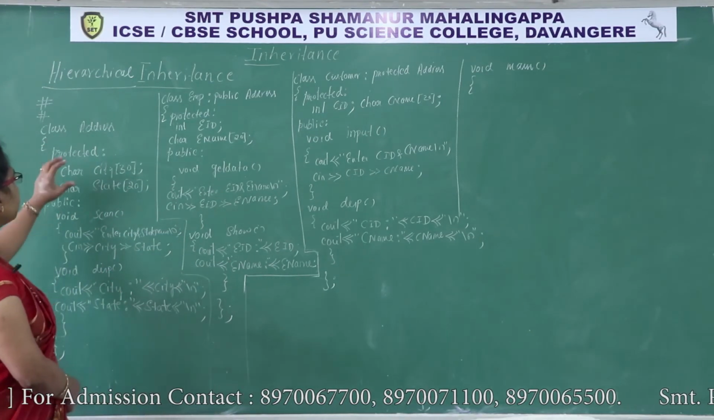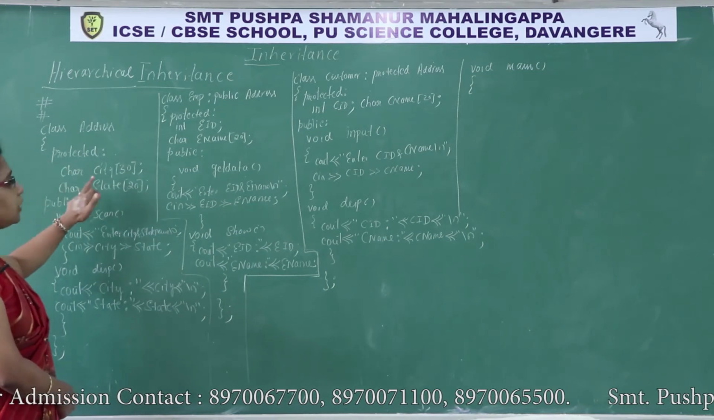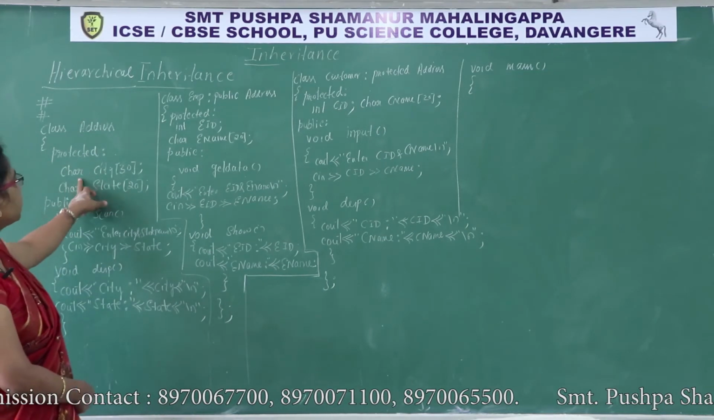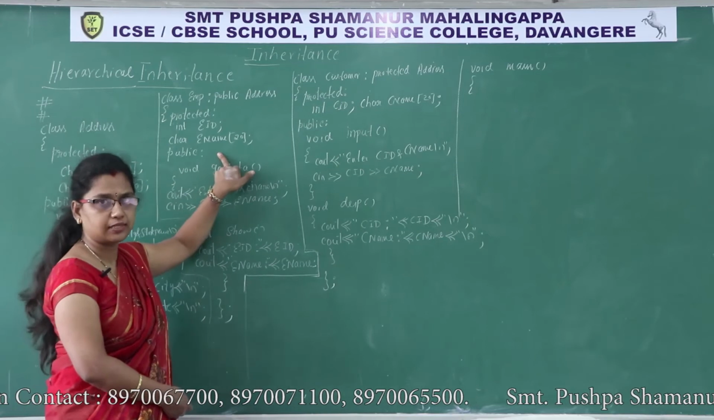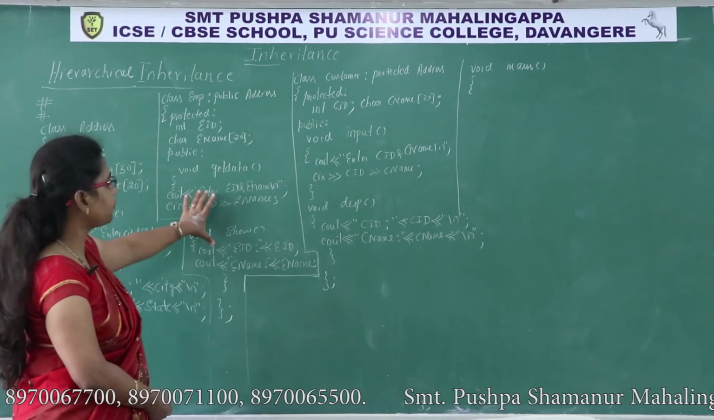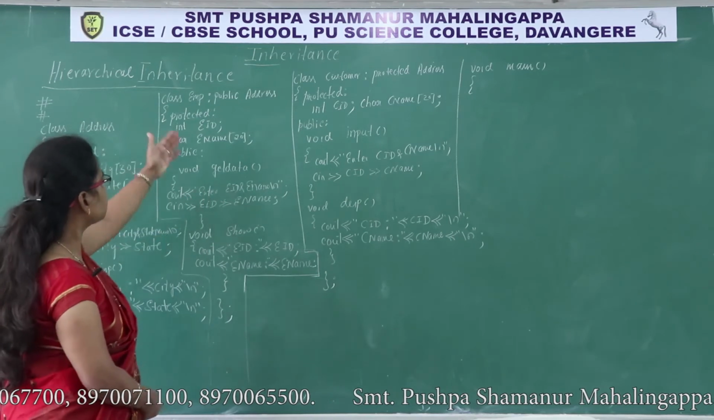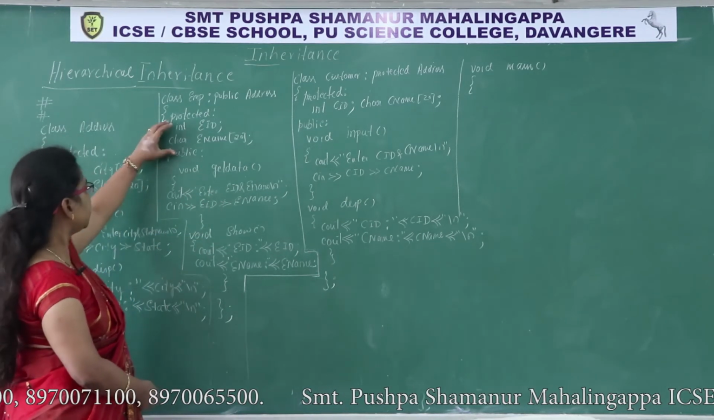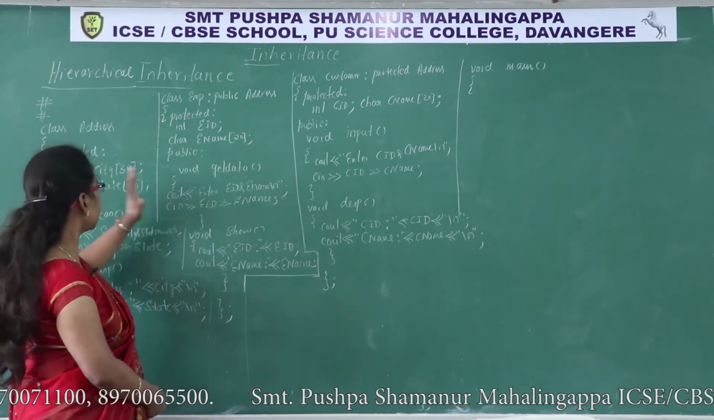So what is there in the base class protected section? City and state, and these two become protected members of the derived class. Okay, and the functions scan and disp, these two become public members of the derived class. So this class has 4 data members and 4 member functions, so that I can access directly.